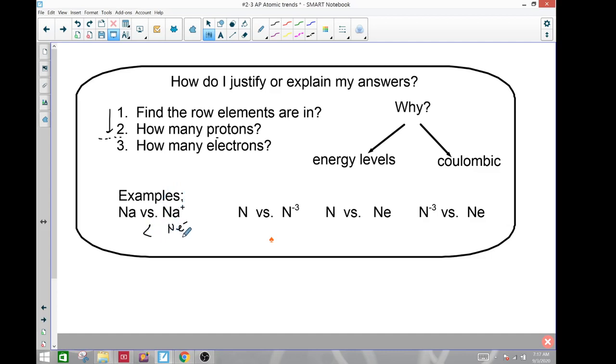It's smaller. So that goes just strictly off size. The electron is closer to the nucleus, so it's got negatives there, but it's closer to the nucleus, and therefore it's got a higher Coulombic attraction. Same number of energy levels. This guy is neon as well. So same energy levels. Number of protons are the same, electrons are the same.